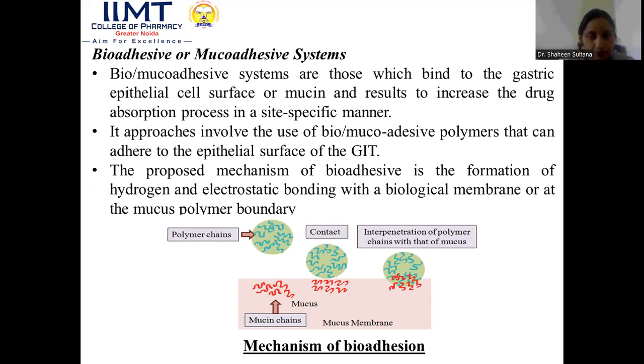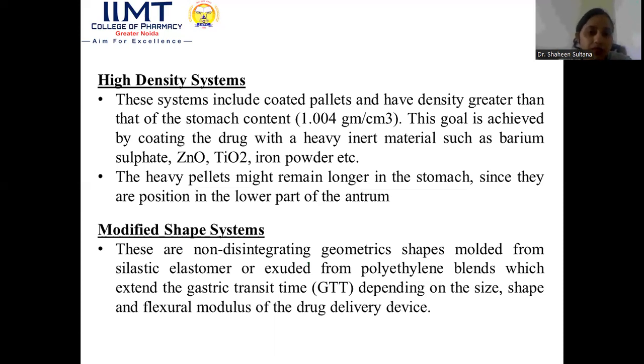High density systems. These systems have a density of more than 1 gram per centimeter cube in the stomach content. When the density is more than 1 gram per cubic centimeter, the system will settle at the bottom of the stomach, near the pylorus. This goal is achieved by coating the drug with a heavy inert material such as barium sulfate, zinc oxide, titanium dioxide, iron powder, etc. The heavy pellets will remain longer in the stomach since they are positioned in the lower part of the antrum or near the pylorus.